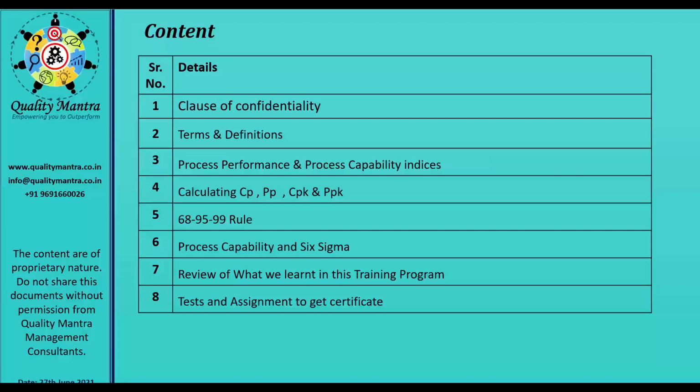Then we will see what this 68, 95 and 99 rule is. What does it say? And then we will see process capability and Six Sigma, how it relates. You must have heard about Six Sigma. That Six Sigma is not 6 standard deviations, it is the sigma level. When you operate at 6 sigma level, the defects per million opportunities are very low. So we will see what that means.